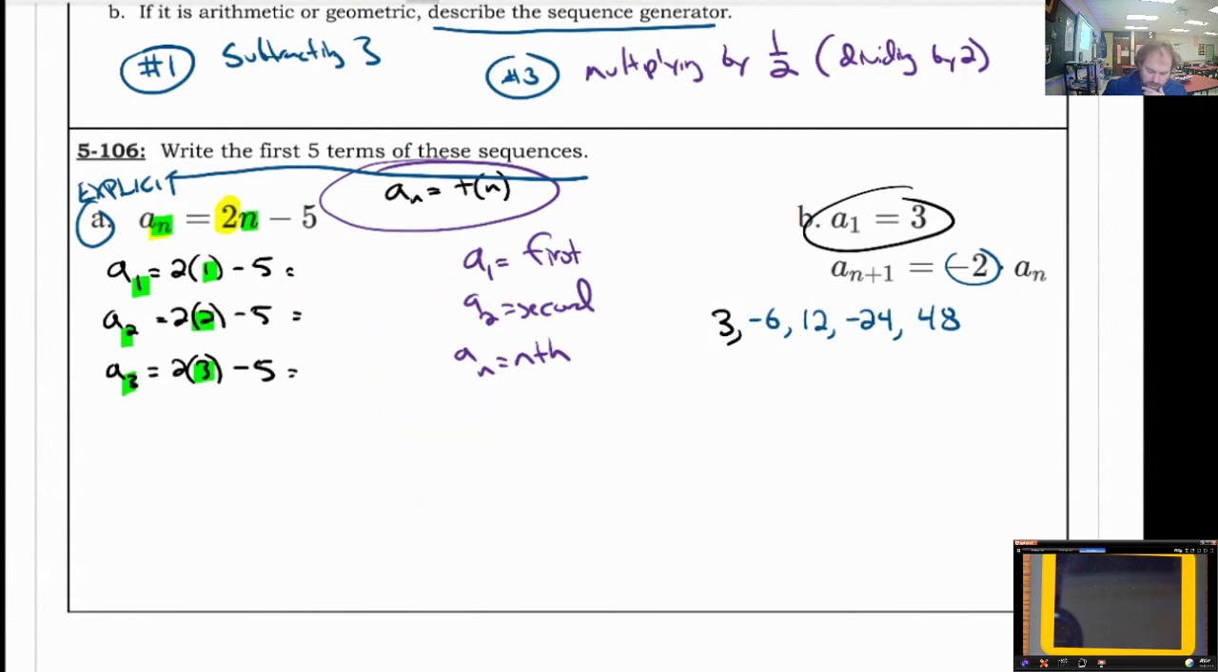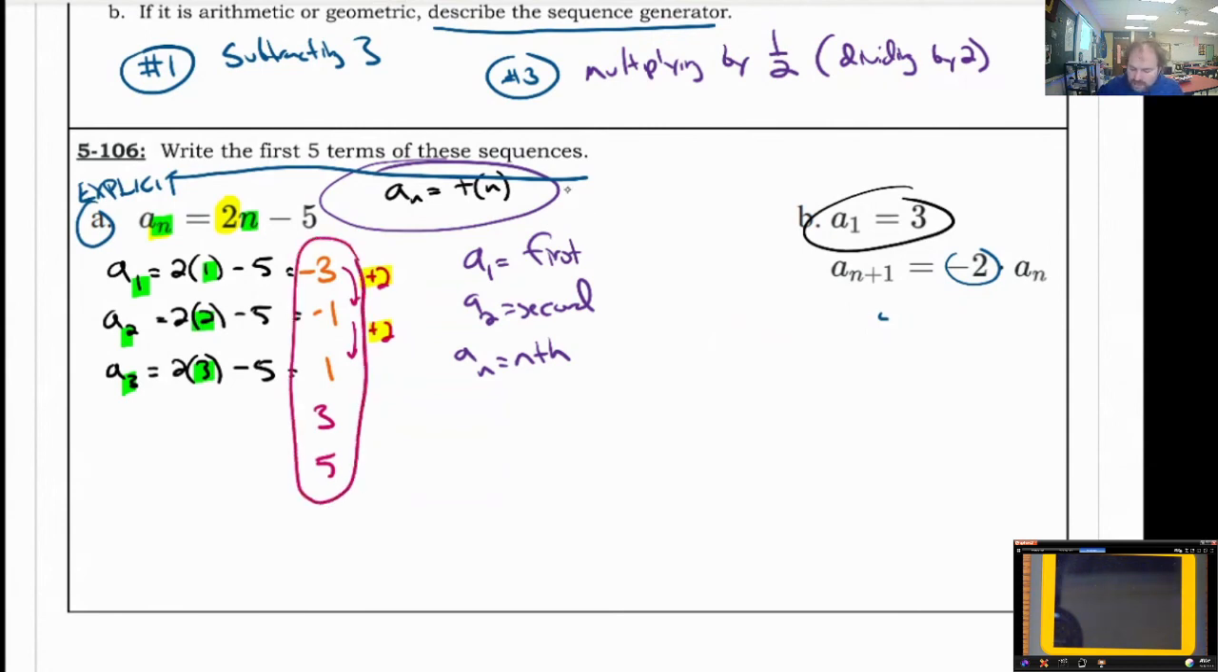2 times 1 minus 5 is -3. 2 times 2 minus 5 is -1. 2 times 3 is 6, and 6 minus 5 is +1. And then you might see the pattern happening. We're just going up by 2 each time, which should make sense because the equation is 2n minus 5. So we're starting at -5 and going up by 2 every time. The next number would be 3. The next number after that would be 5. And so those are the first 5 terms right there.